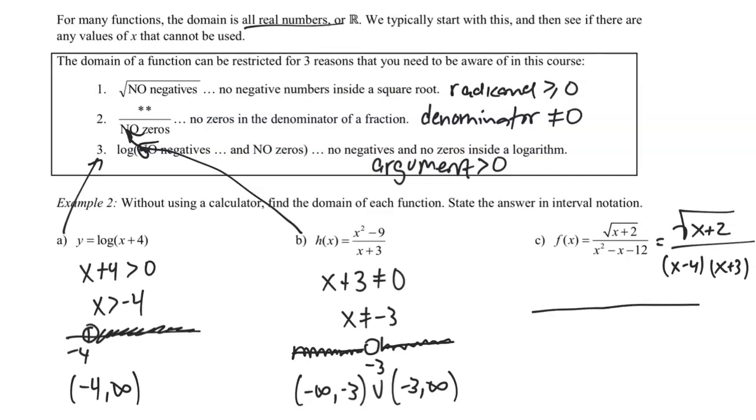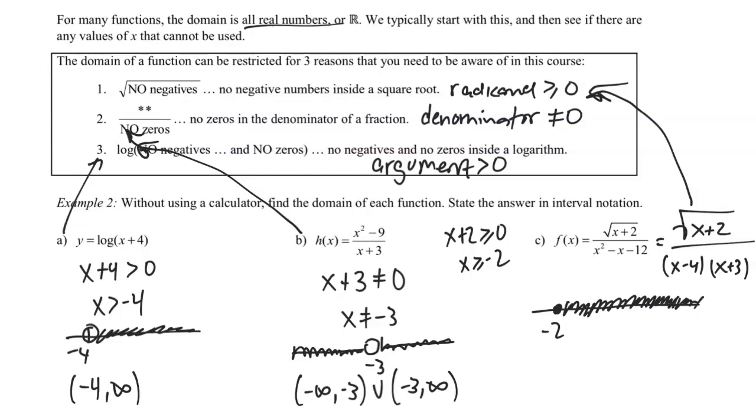Okay, so we have the following restrictions. In the numerator, we have a radicand, and so that's going to be pointing up to this first restriction. We need that radicand to be greater than or equal to 0. So x plus 2 needs to be greater than or equal to 0, which means that x has got to be greater than or equal to negative 2. So I'm going to have negative 2 here. It's going to be included because of the equal bar. And we're going to have everything to the right of negative 2.